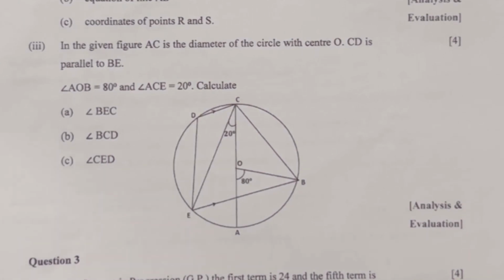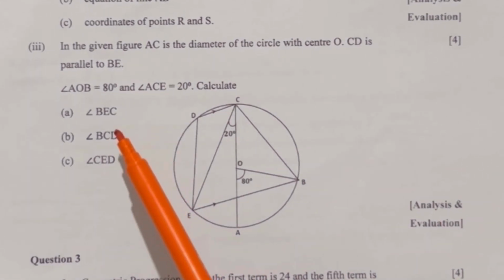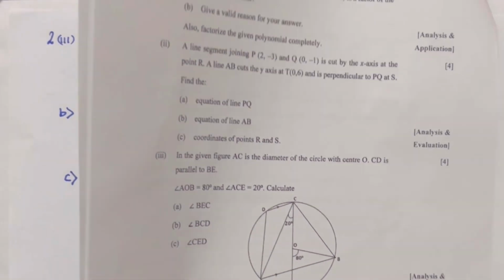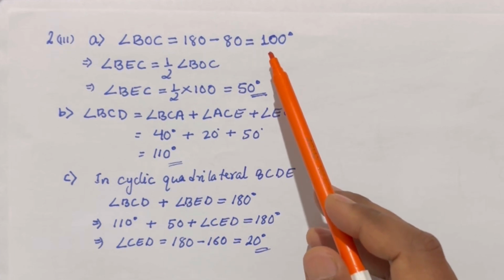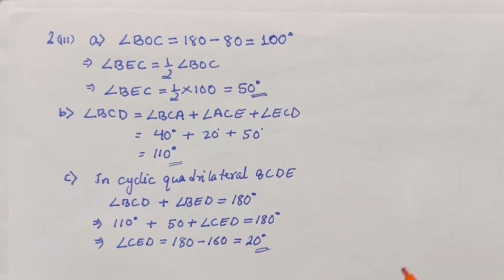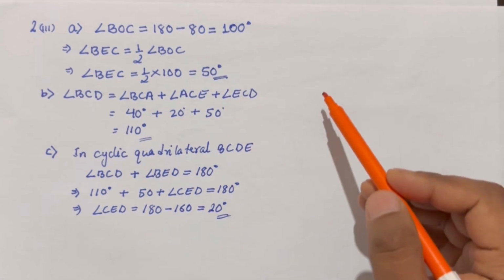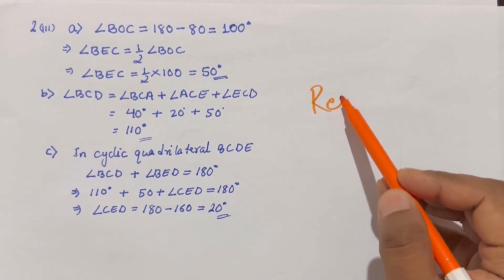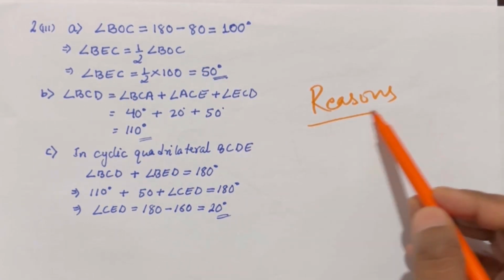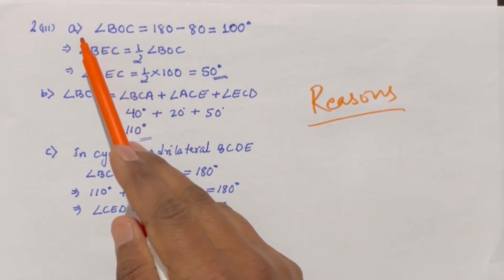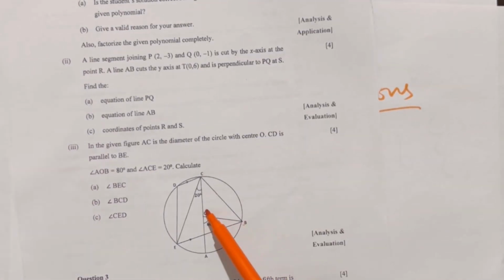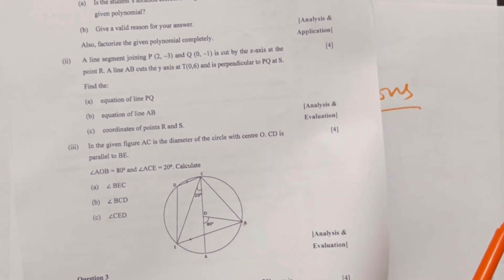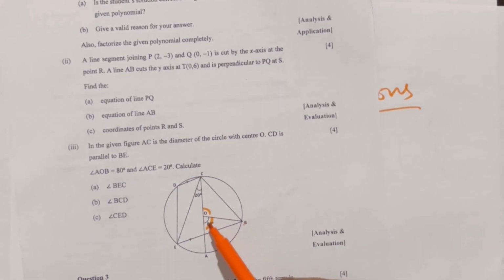Now let's come to the solution part. Here we have 3 sub questions. I have already solved the questions, so while writing the solution, we can solve the question like this. But the most important part is that while writing solutions, we must write the reasons to get the full marks. For question A, we have used angle BOC and angle BOA equal to 180 degrees. That means the sum of these two angles is 180 degrees.